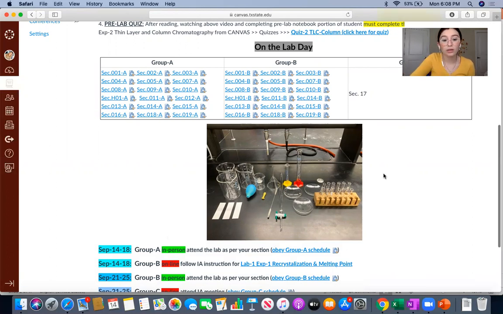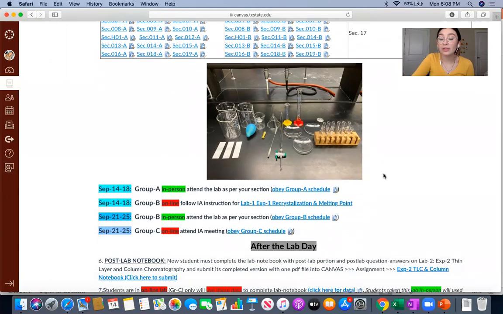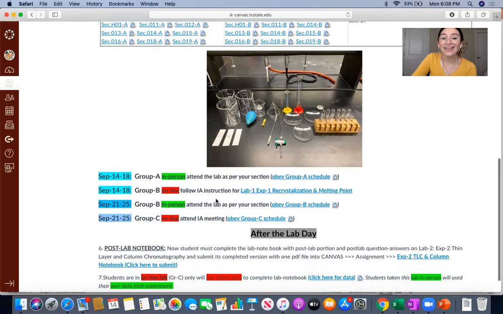Okay, this lab is going to be done by Group A the week of September 14th through 18th, which is this week. You guys are going to come in first. How exciting. And then Group B is going to be completing this the week of September 21st through 25th. So you guys, Group B will be doing recrystallization first, and then TLC, and then Group A is going to be doing TLC first, and then recrystallization.